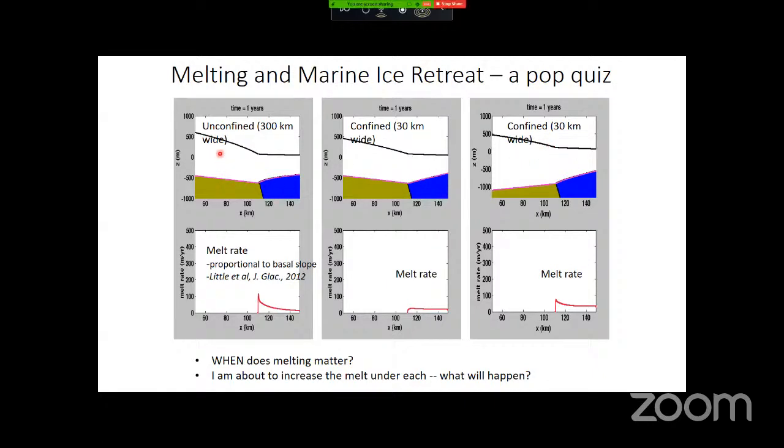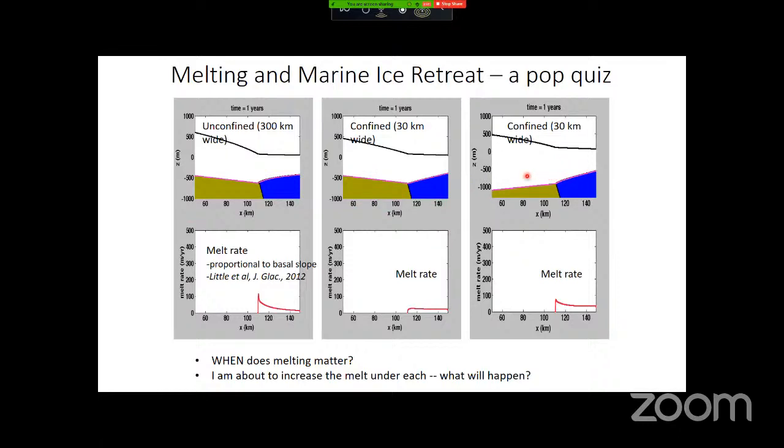In one, the ice shelf is essentially unconfined because it's very wide, so there is very little buttressing. The ice shelf might be grabbing onto its sides, but it's so wide that the buttressing essentially doesn't matter in this case. In the center and right cases, the ice shelves are very confined, and so there is a lot of buttressing going on. In the first 2 cases, the ice sheet is sitting on a bedrock that shallows inland. In the third case, it's sitting on a bedrock that deepens inland.